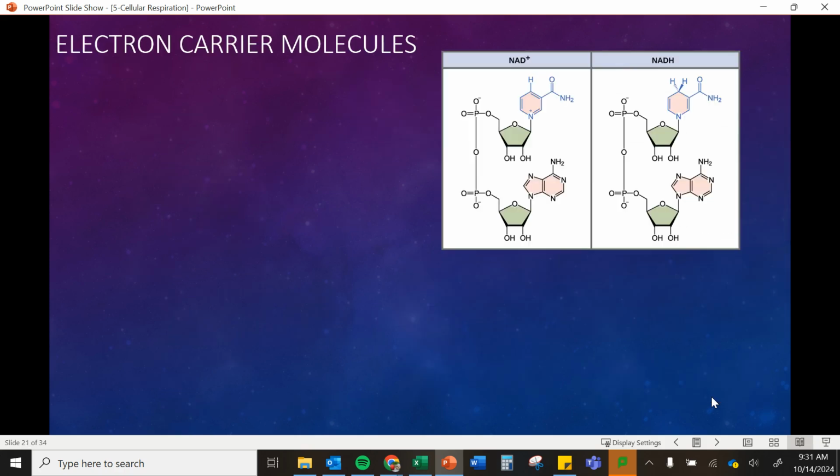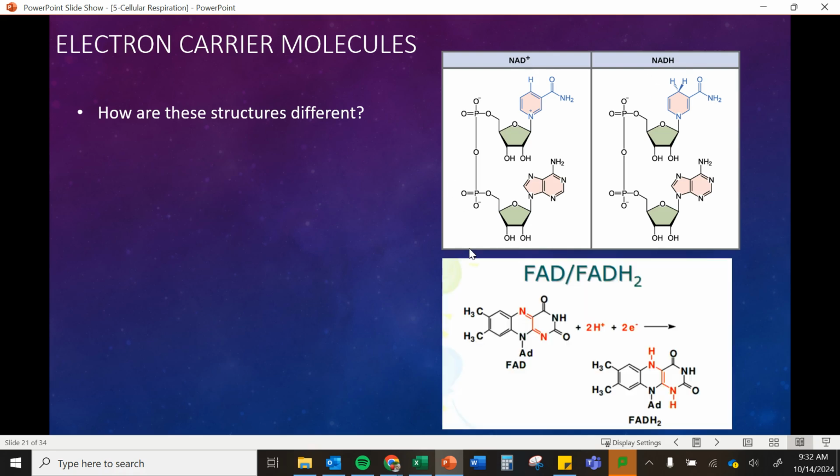Okay. In our cellular respiration, we're going to have some electron carrier molecules. Okay. And you can see that we've already talked about some electron carriers in the past, but these ones are going to be NAD plus and NADH. And if you look, there's not a whole lot of difference in their structure other than this hydrogen up here. We've added a hydrogen, but we've also added an electron because this is a positive and now it's neutral. Okay, we also have FAD and FADH2.